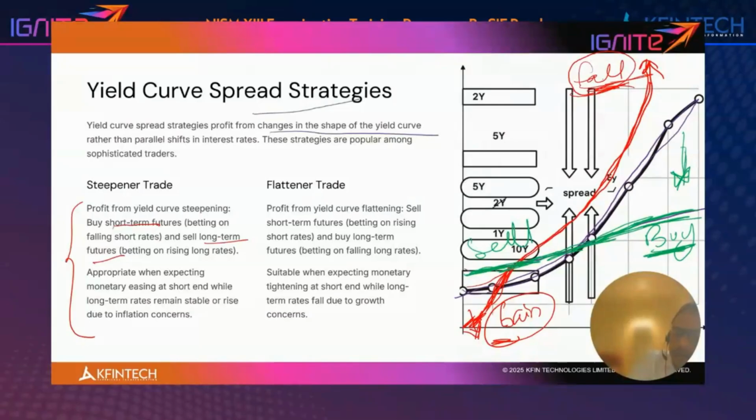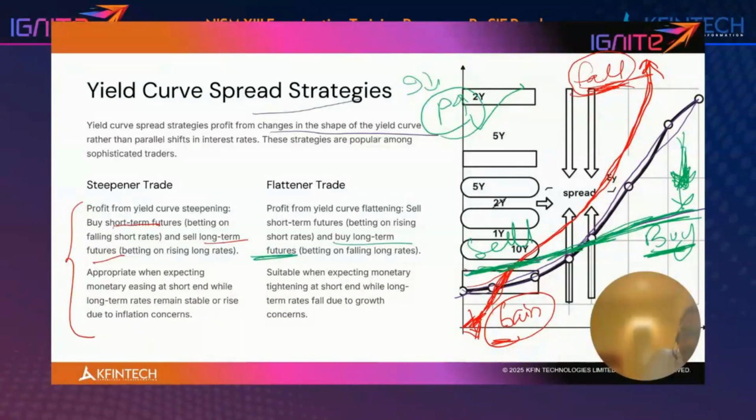If the interest rates are going down here, that means the bond price will increase, because if the interest rate goes down, the price increases. For this yield curve to get flat, the interest rate has to go down. And if it goes down, the price will increase. And what we do when the price is expected to increase, you buy the long-term futures.